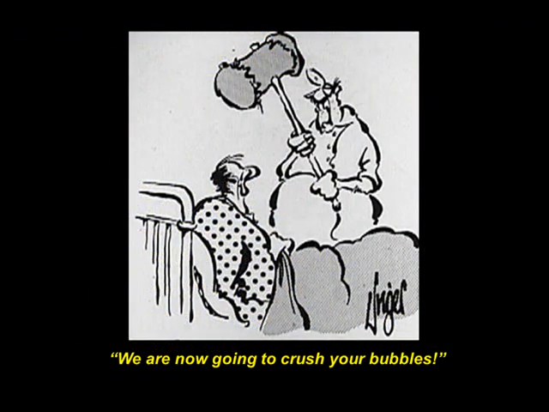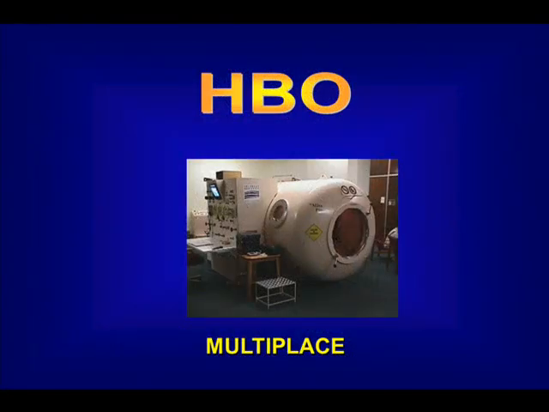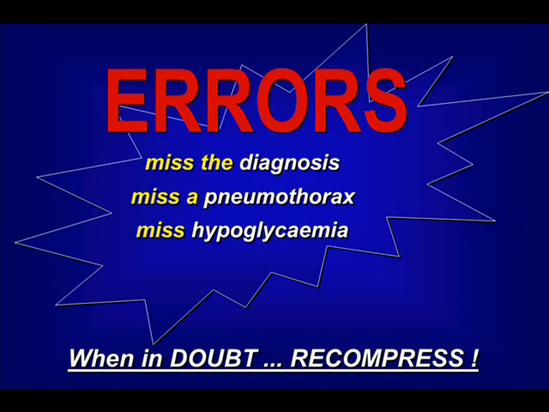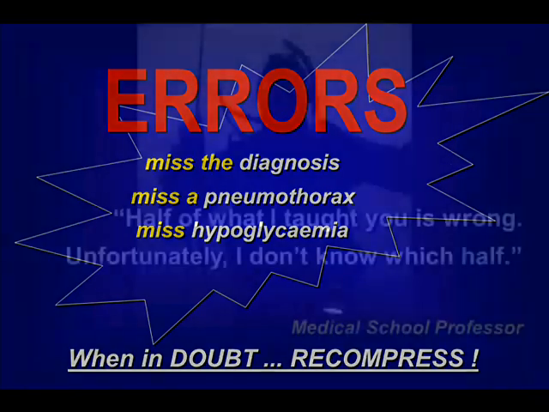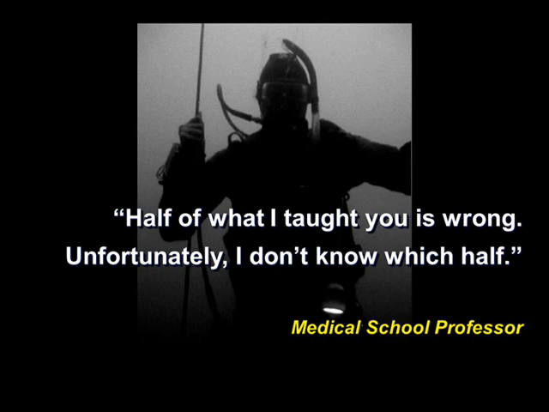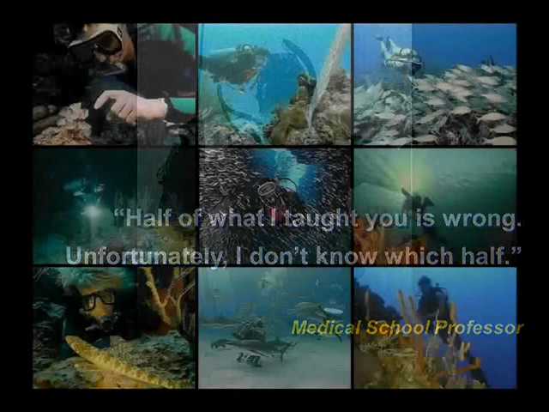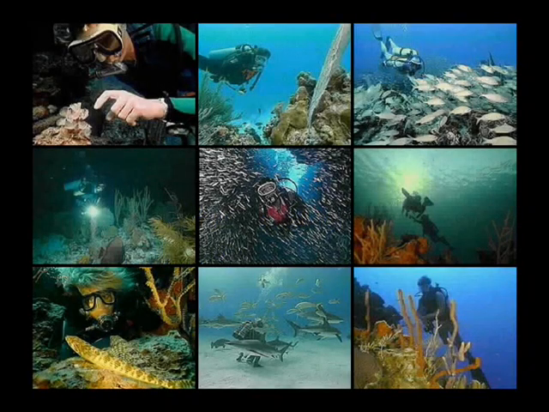Recompression treatment is the ultimate treatment, and we've discussed the implications related to that. For the most part, though, the errors that are made in managing decompression illness is when the diagnosis is not made, when a pneumothorax is not identified, or when low blood glucose is not recognized as being the cause of the disruption of consciousness. But when in doubt, recompress, and of course, we are still in a learning process. And therefore, perhaps cynically one might say, as a medical school professor once did, half of what we taught you is wrong. Unfortunately, we don't know which half. However, and perhaps more confidently, we can say that for the moment, this is the state-of-the-art information.